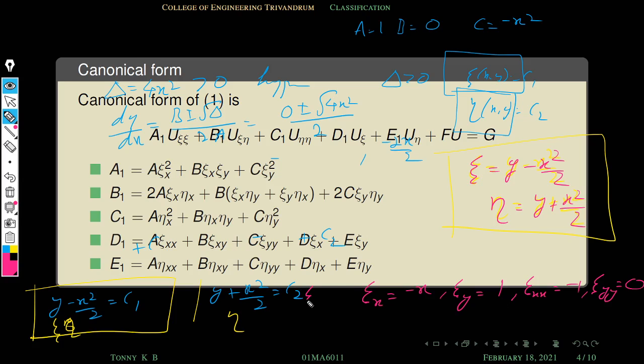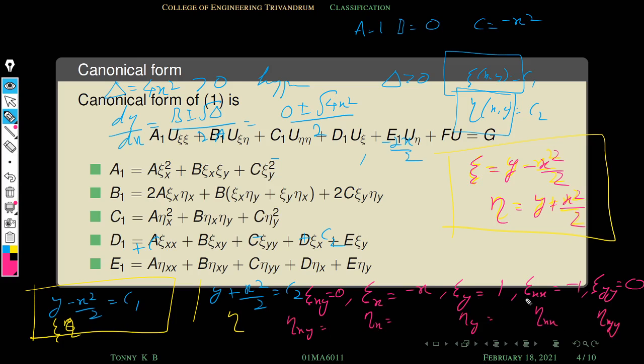What is psi xy? Either you can differentiate psi y with respect to x, or you can differentiate psi x with respect to y. Whatever it be, its derivative is 0. These are the derivatives corresponding to psi. Similarly, you can evaluate eta x, eta y, eta xx, eta yy, and eta xy.